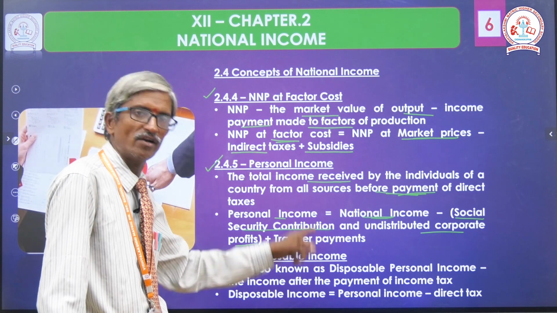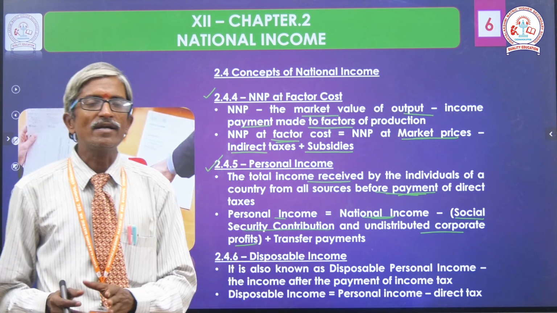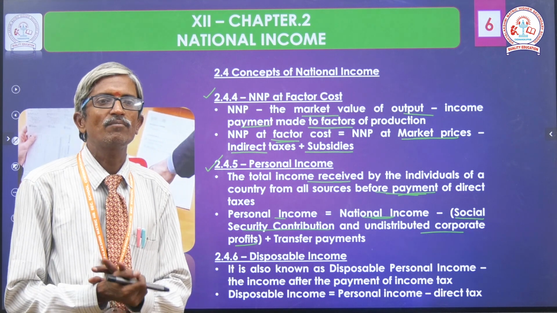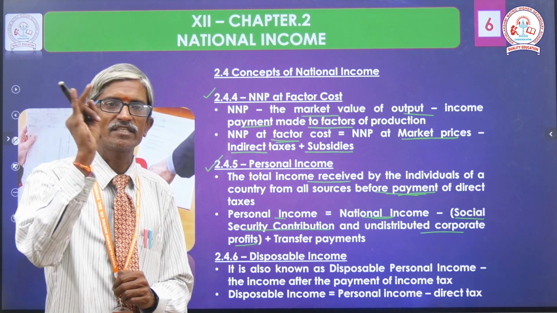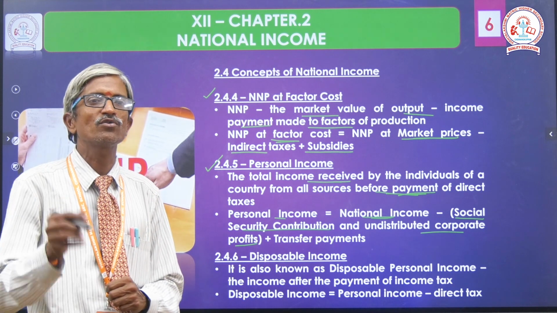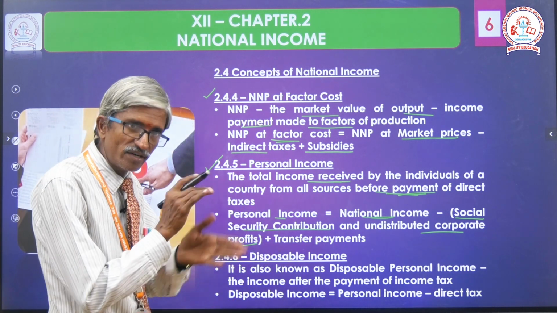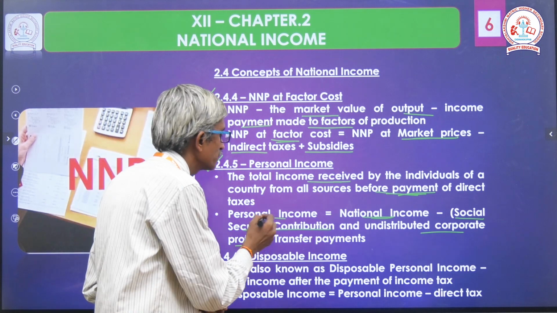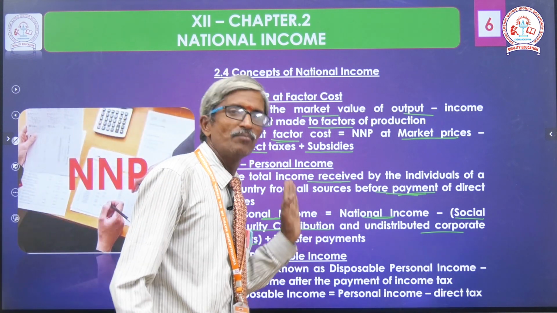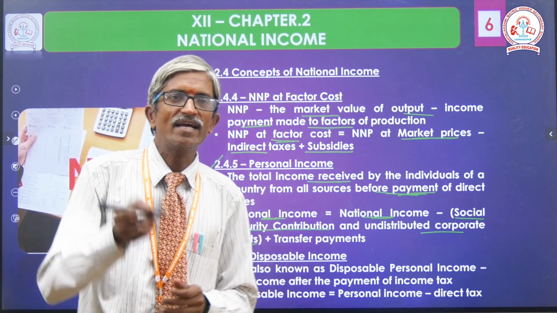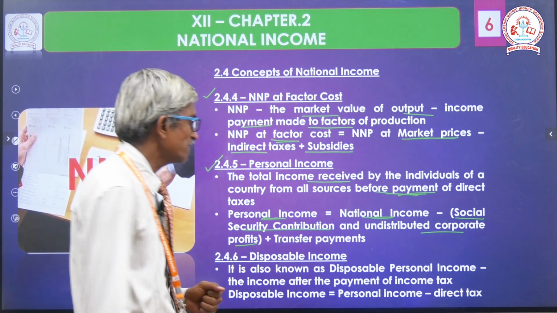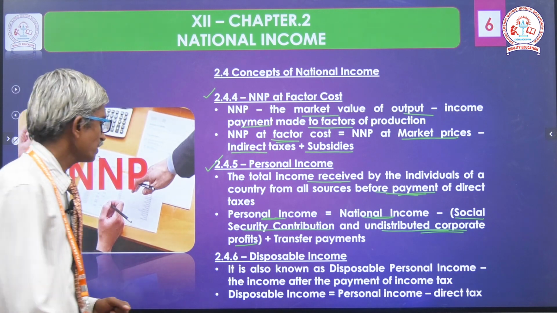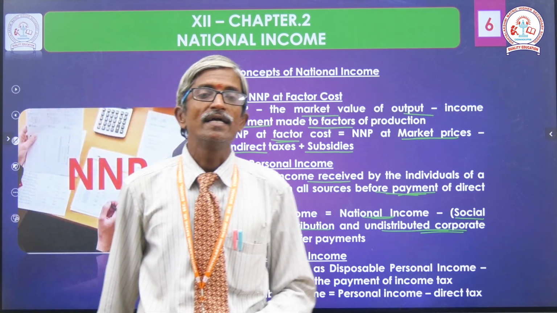Social security contribution. What do you mean by social security? The government collects the tax and distributes the money for social security functions. Example: first one is health, next one is education, next, defense. So these are all the social security things. For that contribution, we are not going to contribute directly. The government will take care of it. But as per the formula, what we have to include here: personal income equals national income minus, within bracket, social security contribution and undistributed corporate profit, plus transfer payment. Clear? Then 2.4.6, sixth concept, disposable income.